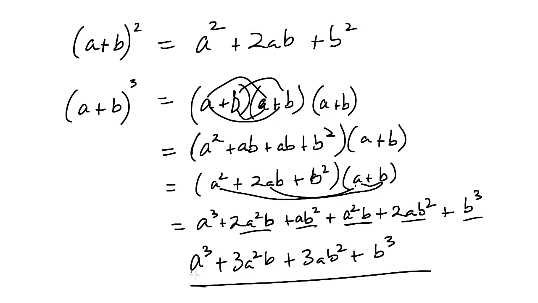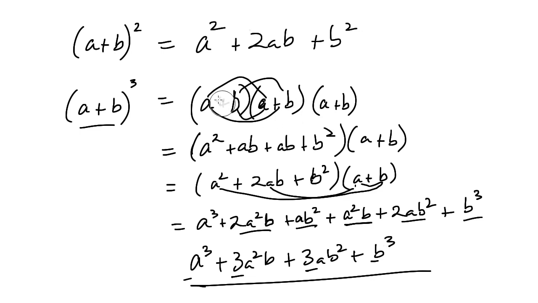Now notice that the power of a decreases as I go from left to right, and the power of b decreases as I go from right to left. The coefficient is always 3 and 3 in the middle, and 1 and 1 on the outside. But that's how you can get from a perfect cube into its expanded form.